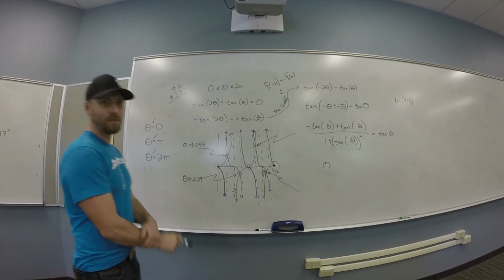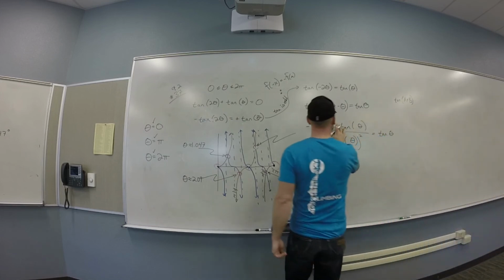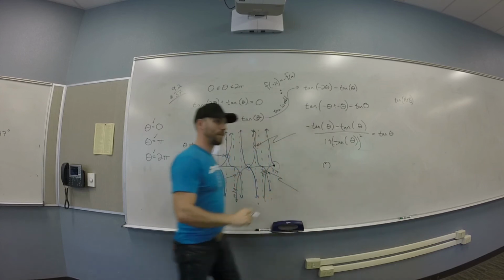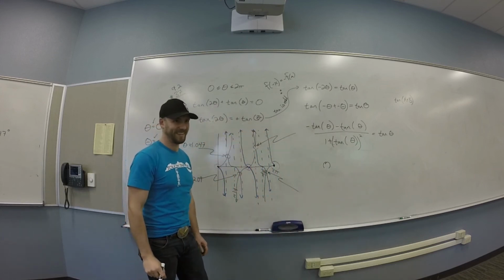Can you read me the identity? Shouldn't it be tangent theta plus tangent theta on top, and 1 minus on the bottom? It should be a plus sign in the middle, not a minus sign. Where did you read that? I read the difference formula. That should be a sum. You're right. I get it. It makes it different.